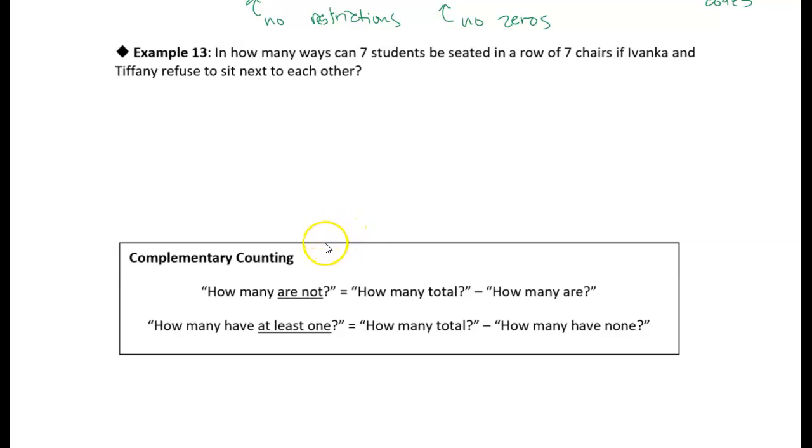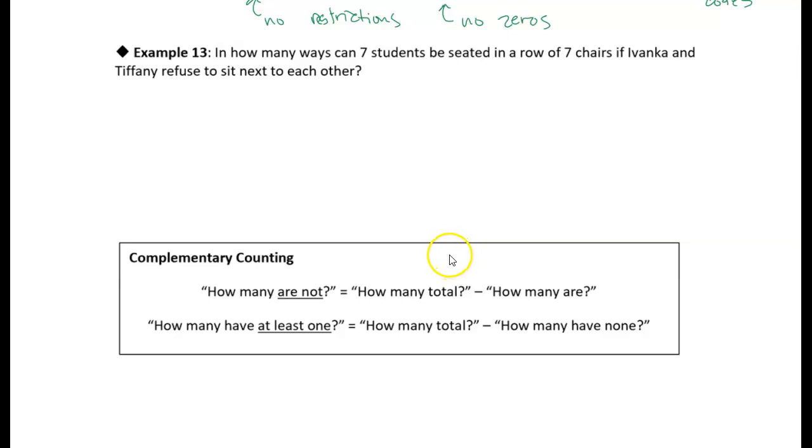All right, we got one more example here. In how many ways can 7 students be seated in a row of 7 chairs if Ivanka and Tiffany refuse to sit next to each other? All right, now this looks a lot like the Sasha and Malia problem, right? And I'm actually going to use the result from example 8, which involves Sasha and Malia.